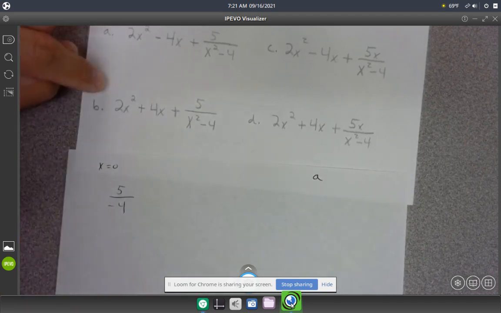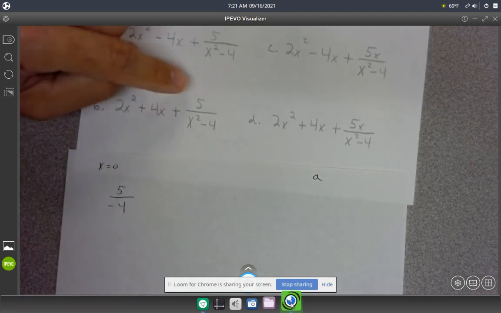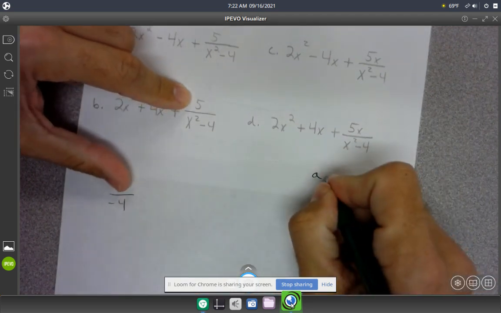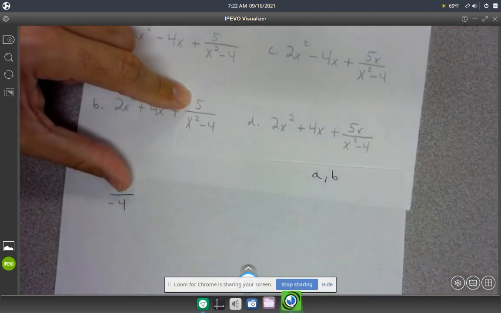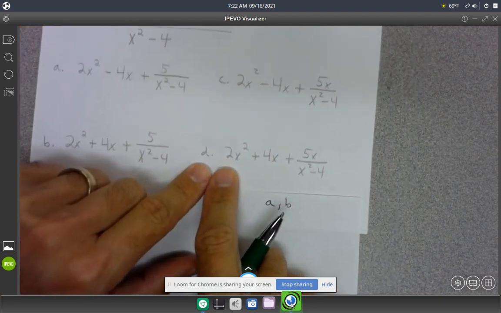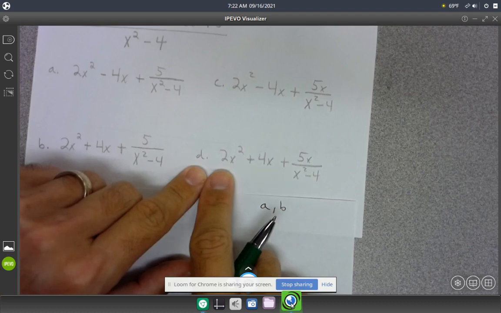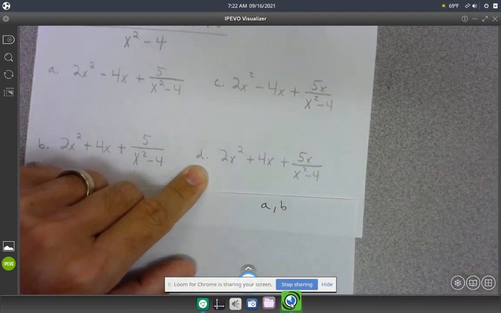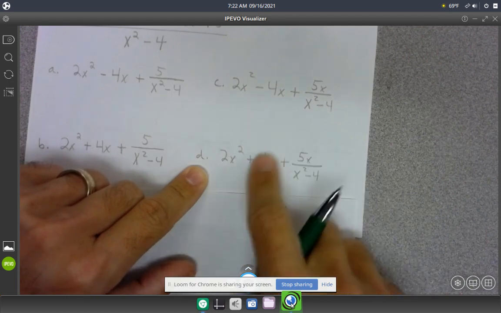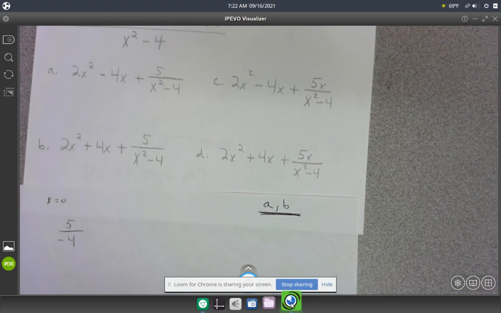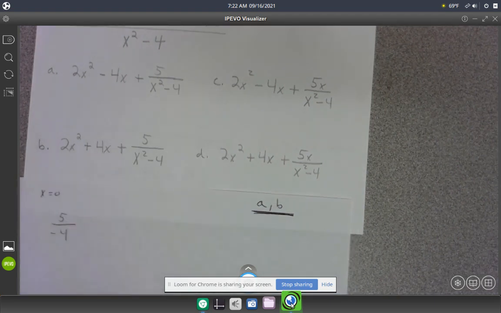Option B, those parts are gone, and I'm left with 5 over negative 4. So options A and B are looking pretty good. And if you look at option D, it's going to be the same thing that happened with option C. You get a 0 in the numerator, so you're just left with 0 overall. So these two right here, A and B, are the only answer options that I have to choose from.